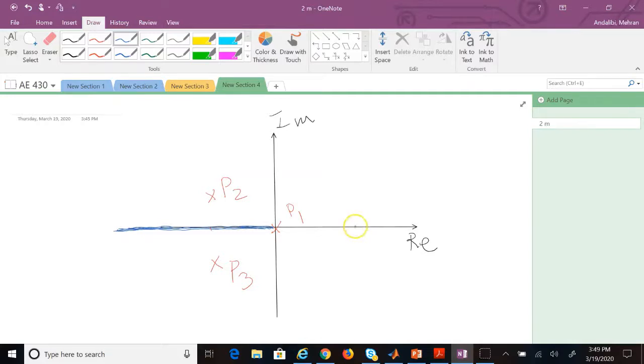What about a point here? If I choose a point here, how many total real zeros and poles are on the right side of it? None, and none, or zero, is an even number. So any point on the right side does not belong, okay?